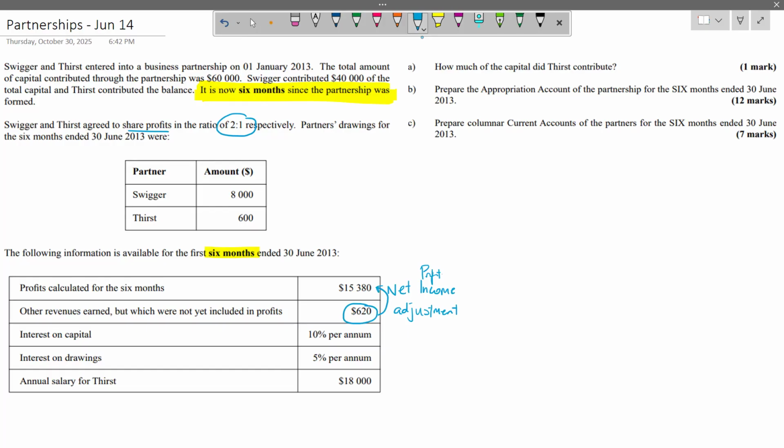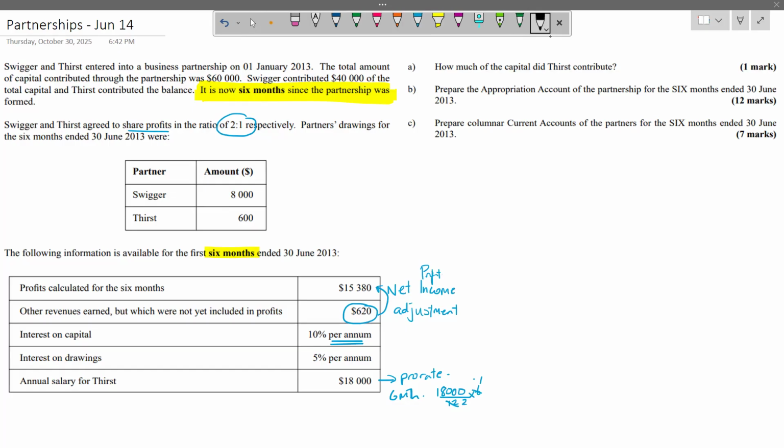Interest on capital is 10% per annum, right? So when we work out our interest on capital, we need to prorate it so that we're checking it for 6 months. Interest on drawings is 5% per annum. Same thing with interest on drawings. Annual salary for TUS is 18,000. So we need to prorate this, meaning that we need to adjust it for 6 months, either by dividing it by 2 or you break it up by 12 and multiply by 6. Same thing. So this is $9,000.